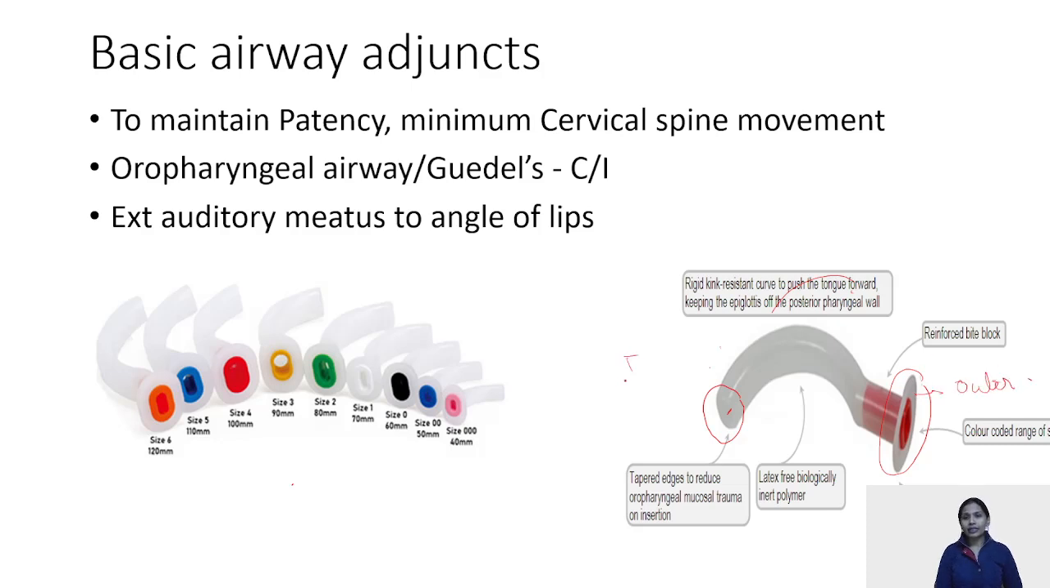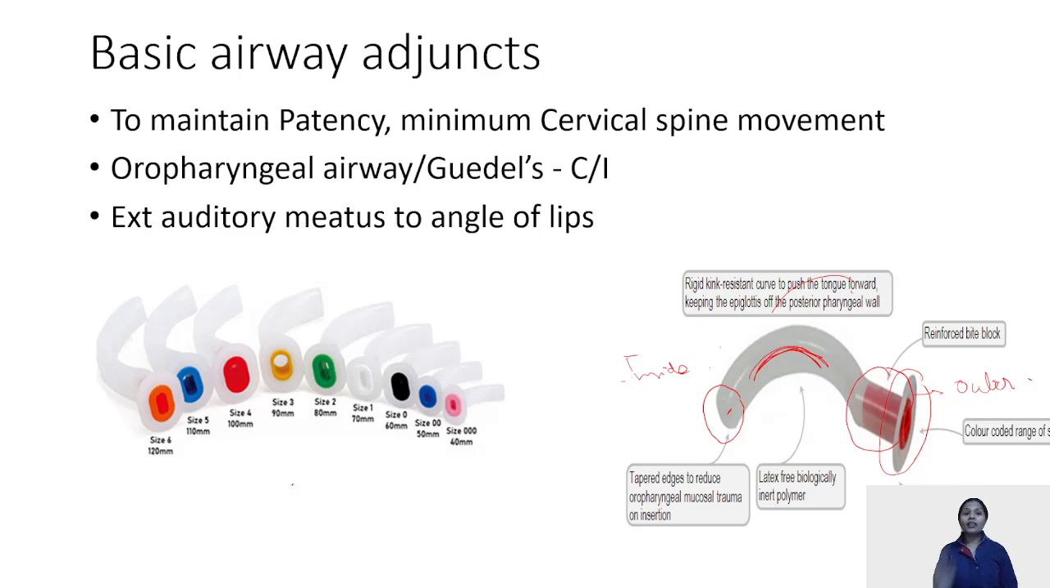This goes inside. This is the bite block such that the patient does not bite it. And this is the flange portion, which you can see the shape of. It is similar to the shape of your tongue such that it helps in separating the tongue from the posterior pharyngeal wall and helps us in maintaining the patency of the airway.